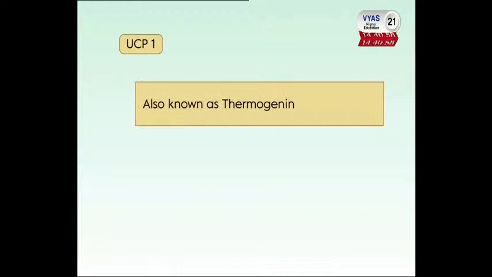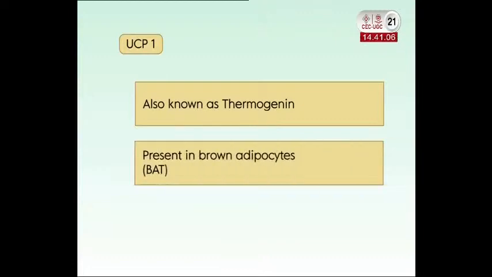UCP1 is a mitochondrial membrane transporter essential to non-shivering thermogenesis and control of body temperature. UCP1 is also known as thermogenin, which is a transmembrane protein dimer that resembles an ATP-ADP translocator. It is expressed in high levels in brown adipocytes, where it may account for up to 4% of the total protein and 8% of the mitochondrial protein.